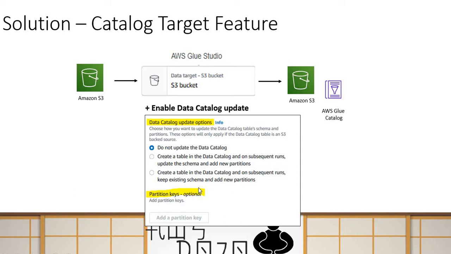and you can select whether you update schema every time or don't update or keep existing schema. You can also configure your partition keys over here for your target data. Again, all you need to do in your data target node is that along with the location in your S3 bucket, you can also configure that you want to update the data catalog for this generated or created data, and then it will do automatic cataloging for you.